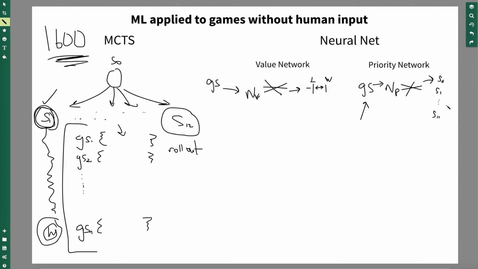The different possible moves. What the priority network does is it takes in the game state and outputs probabilities on each of these states: the probability of state 1 being the right move, the probability of state 2 being the right move, all the way to the probability of the 12th state, or the 12th possible move, being the right move. So the priority network tells you what's the best move given a game state. The value network tells you whether that game state is going to lead to a win or a loss.